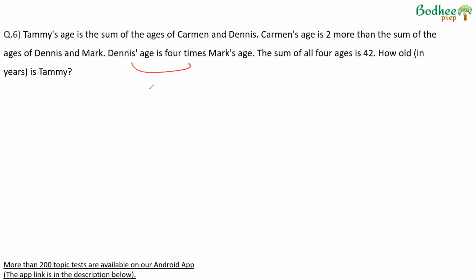Now Dennis and Mark. Dennis is 4 times that of Mark. So if Mark's age is X, Dennis's is 4 times of that, so 4X. Carmen is 2 more than the sum of Dennis and Mark. So 2 plus X plus 4X. That is 5X plus 2 is Carmen.